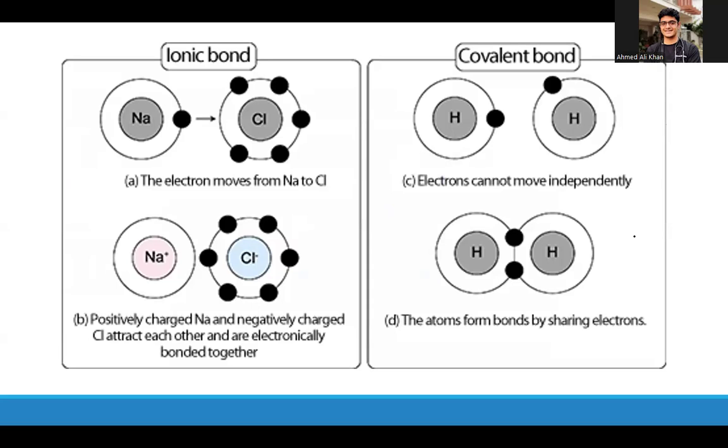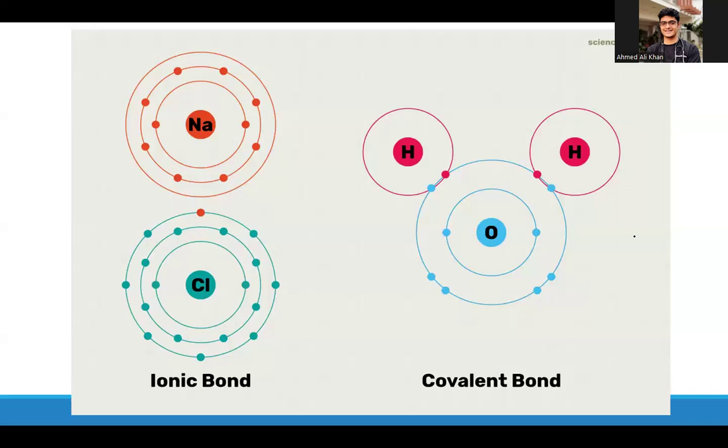So this is just a comparison of an ionic bond and a covalent bond. In an ionic bond there is the transfer of electrons, and in a covalent bond there is sharing of electrons, right?